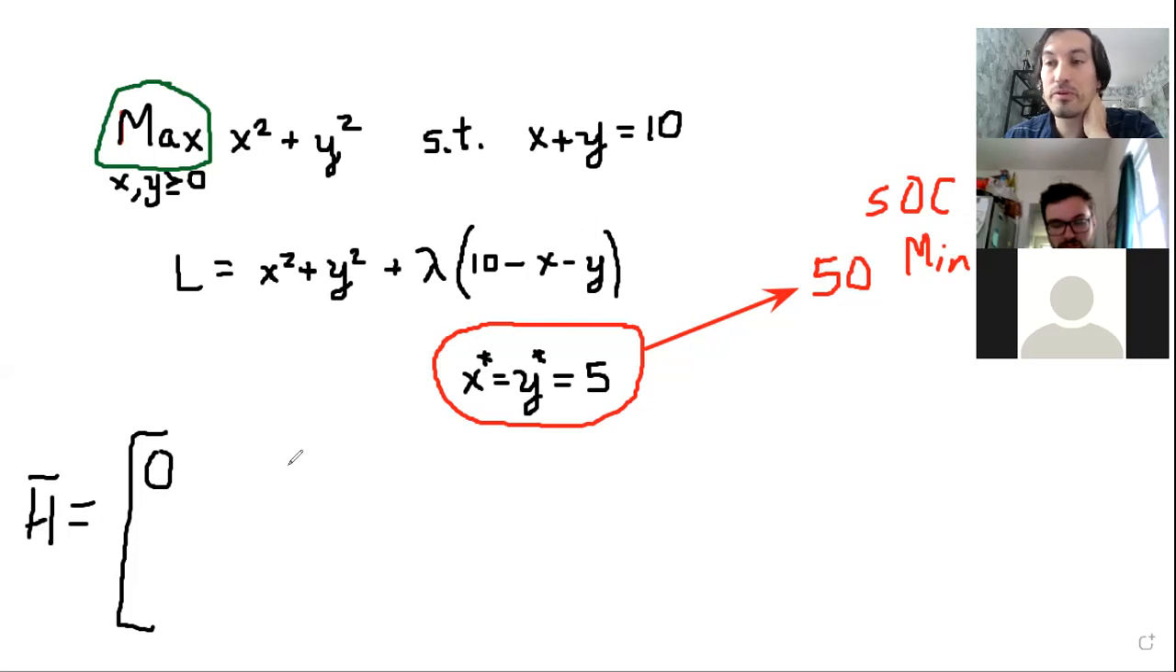The first row of the bordered Hessian. It's a 0. What comes after the 0? You remember? It is the partial derivative of the constraint function. The constraint function is x plus y equals 10. So I want the partial derivative of that. You can just look at the left side of it, assuming that the right side is a constant, and take the derivative with respect to x. It's 1.